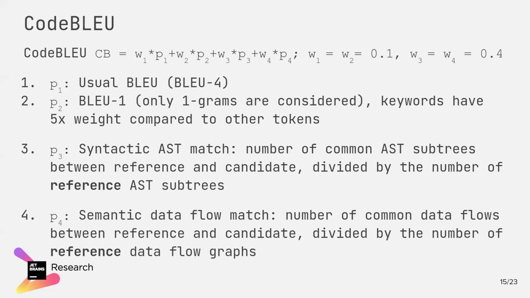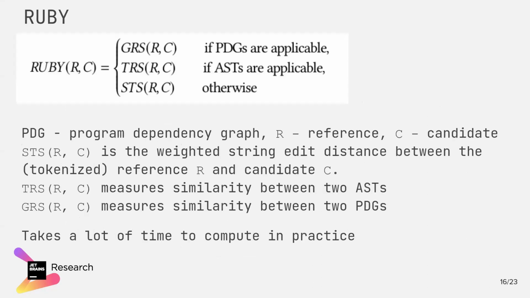Okay. So, all right. The other metric that we've considered is Ruby. So Ruby was developed by Tran et al. for the code translation, also known as code migration task. It is composed of 3 metrics. So unlike CodeBLEU, Ruby works in the fallback fashion. So the metrics are applied one by one from the more advanced to a more simple. If the more advanced metric cannot be computed, then we use a more simple metric.